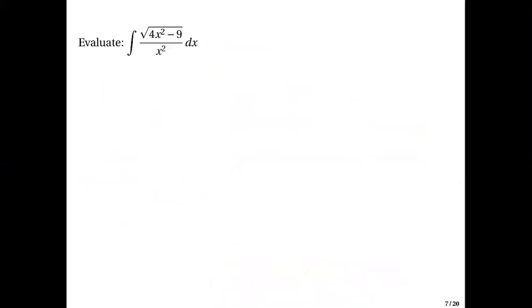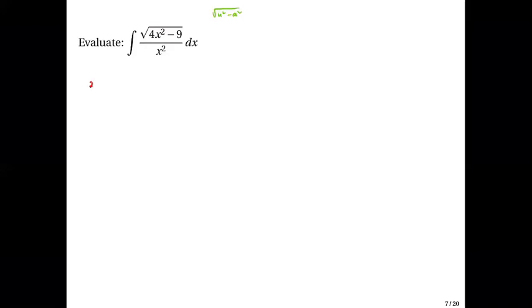Next. Integral of square root of 4x squared minus 9 over x squared dx. Now, observe, you have something in squared variable. Variable squared minus 9, that's just a constant. So you have the form square root of u squared minus a squared. So trig substitution. For this form, we use secant substitution.